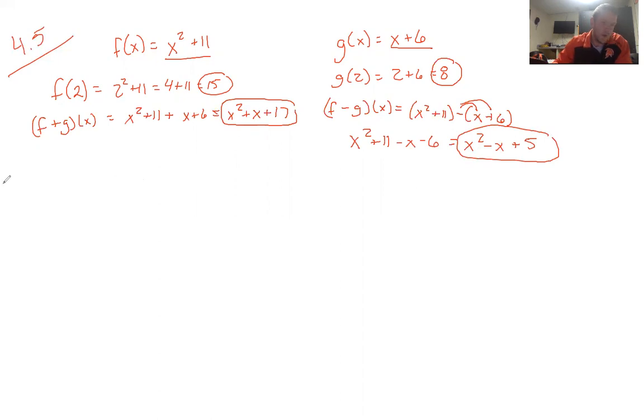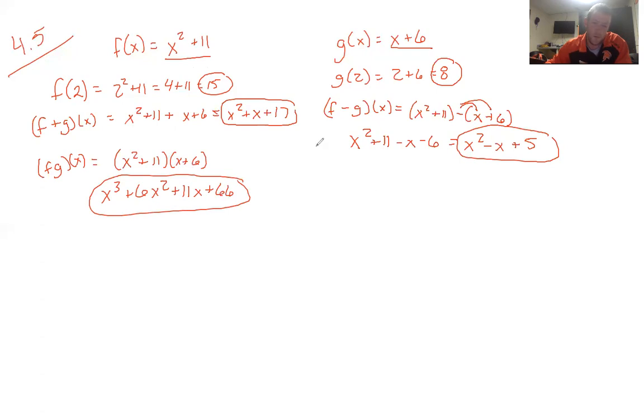The next one, you're multiplying. f times g of x. So really you're just multiplying these two things out. So it's x squared plus 11 times x plus 6. And you just FOIL it out. So x squared times x would be x cubed, x squared times 6 would be 6x squared, and then the 11 times x would be plus 11x. 11 times 6 is 66. That's it.